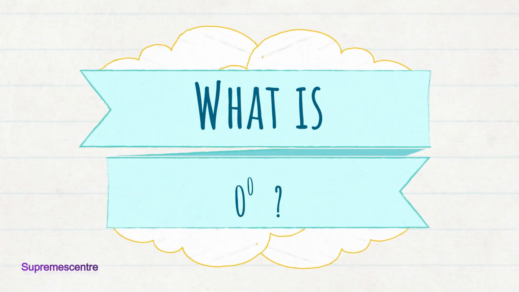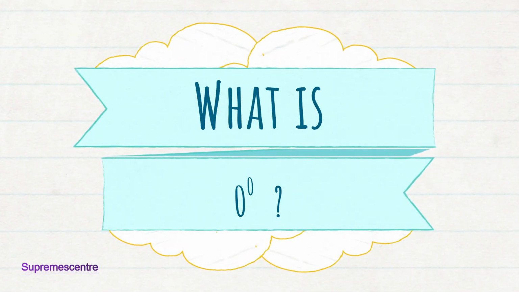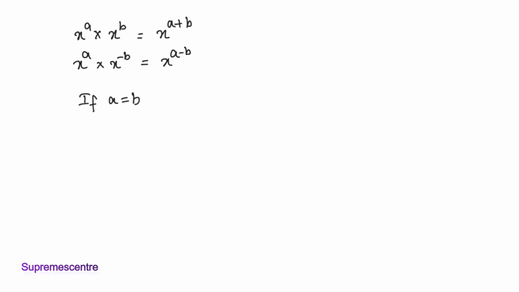Today we are going to learn about what is 0 raised to the power of 0. Let us consider x power a times x power b. We know that the answer to this is x power a plus b. Similarly, we can say x power a times x power minus b is equal to x power a minus b. Now let us say that a is equal to b.